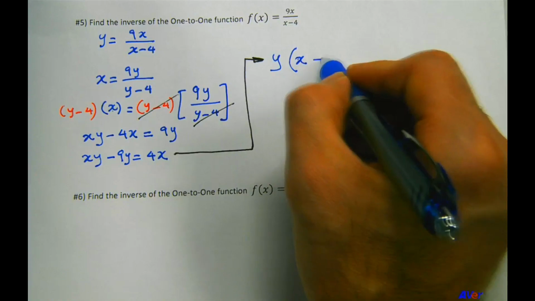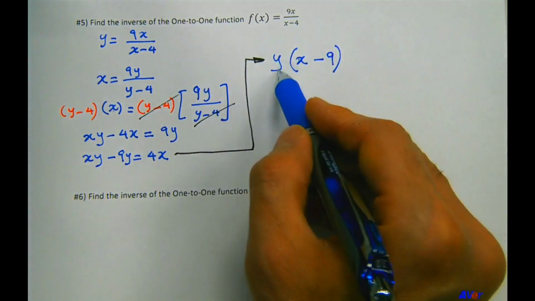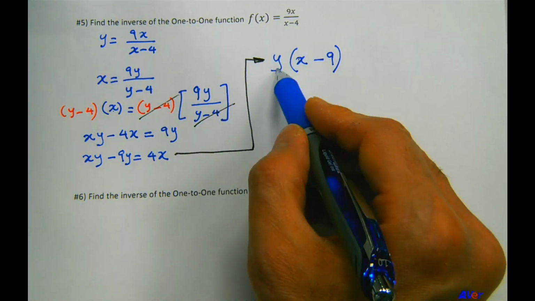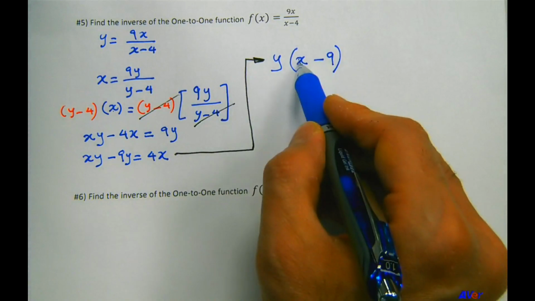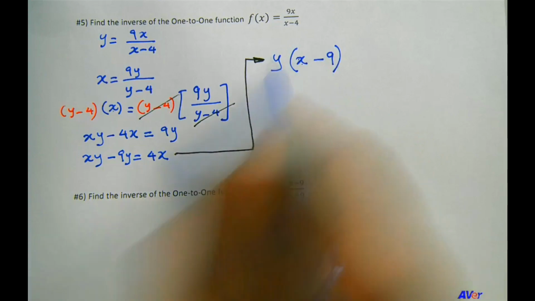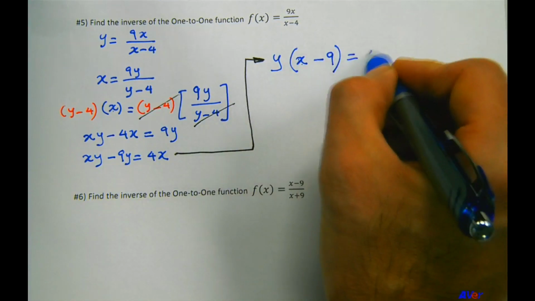Well, minus 9, right? So distribute, factoring is the opposite of the distributive property. Redistribute y into both terms. What do you get? You get xy minus 9y. So the factoring we've done is correct, equaling the other side.